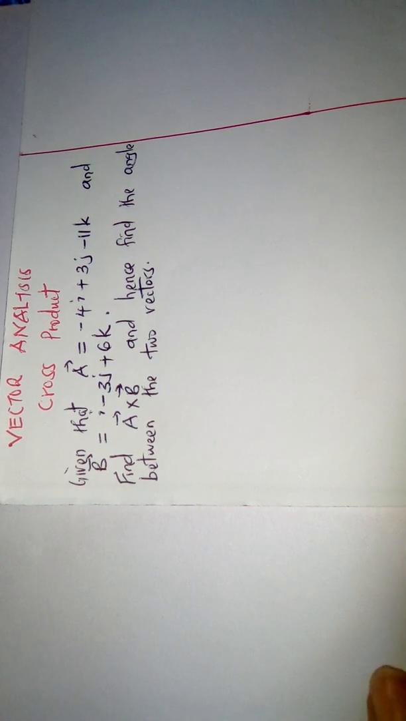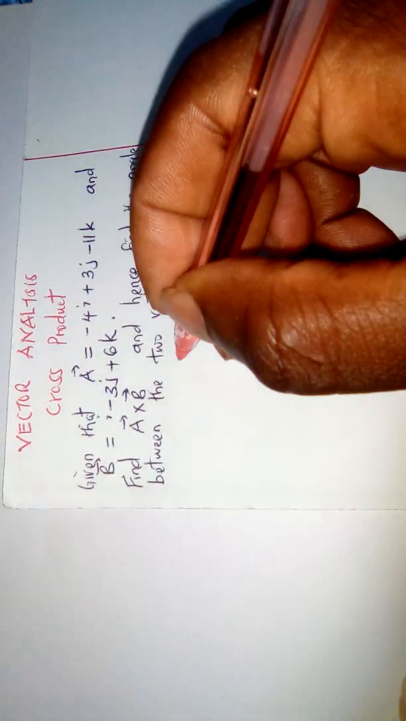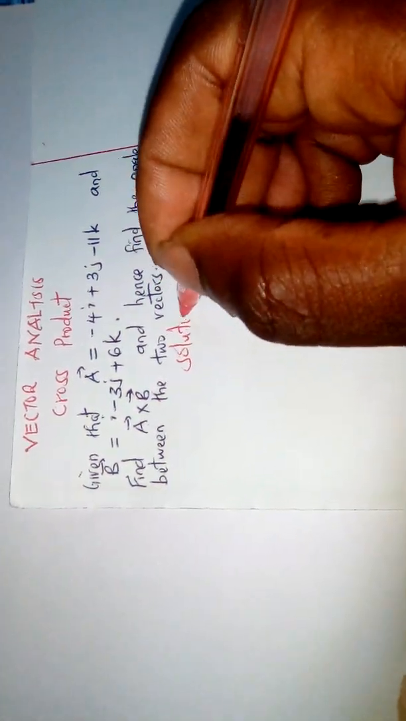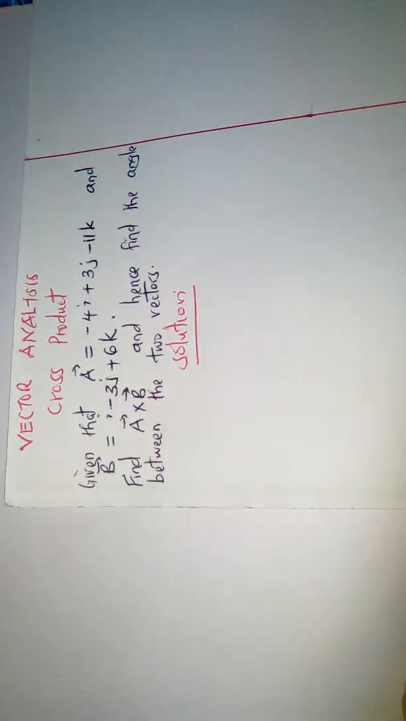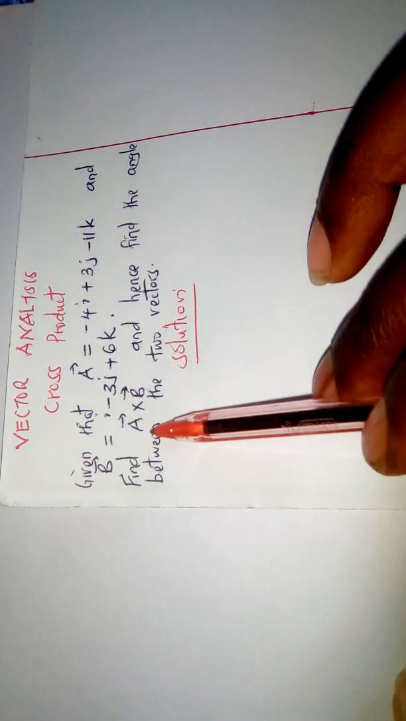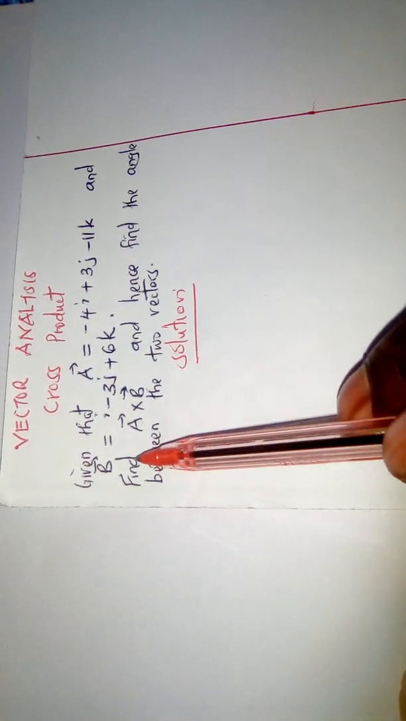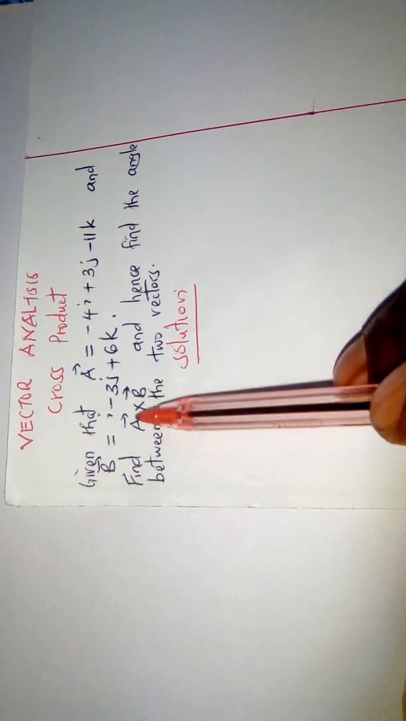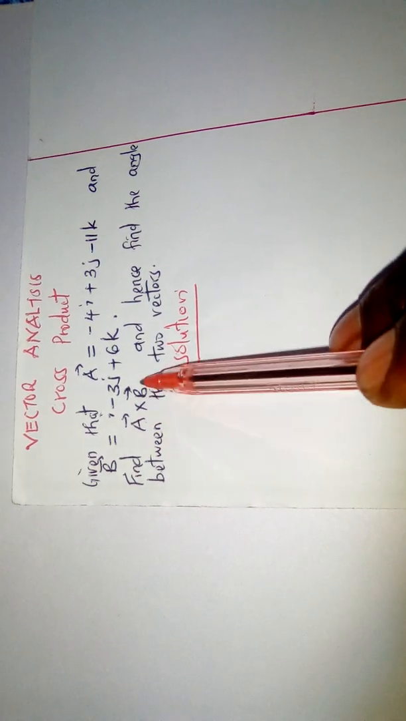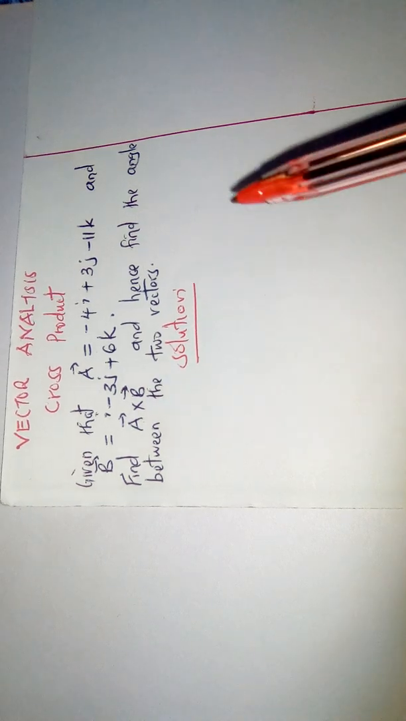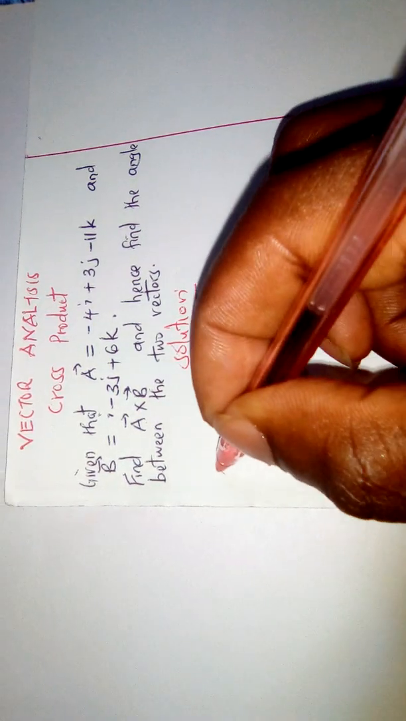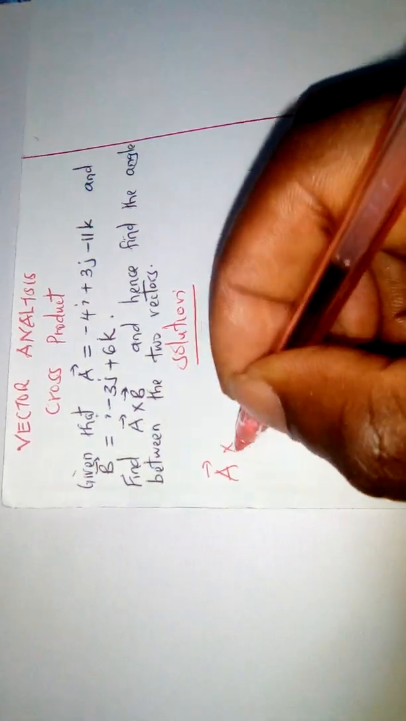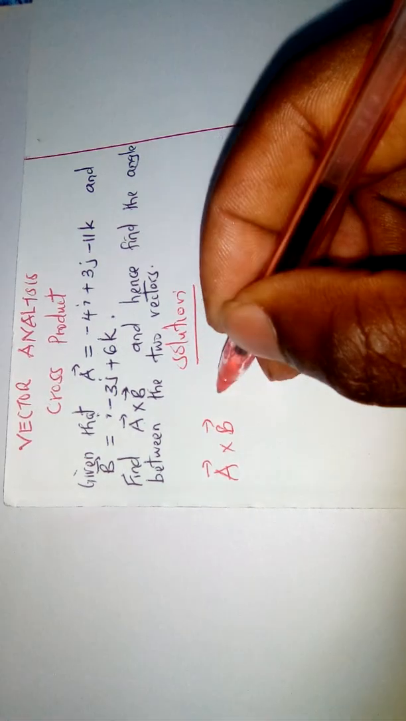Now first of all, let us see the solution to this problem. So that is the solution. Yes, the solution, let us see it. Now the first question, you are required to get the cross product of the two vectors. So to get the cross product of the two vectors, you just write the cross product, that is vector A cross vector B, that way.